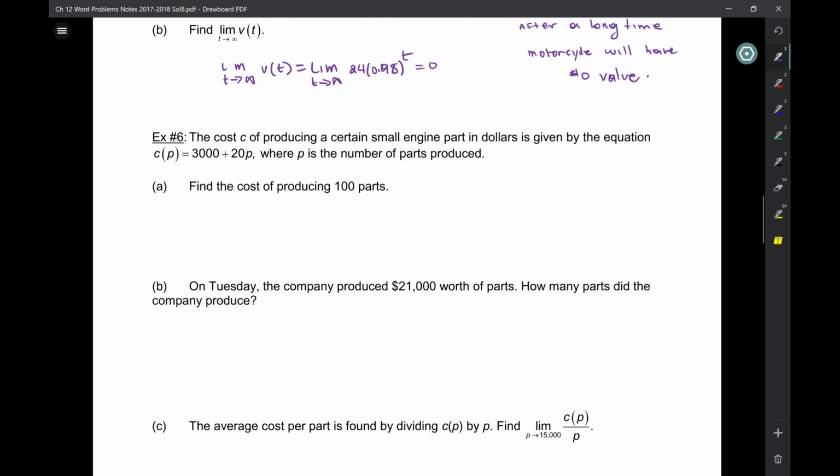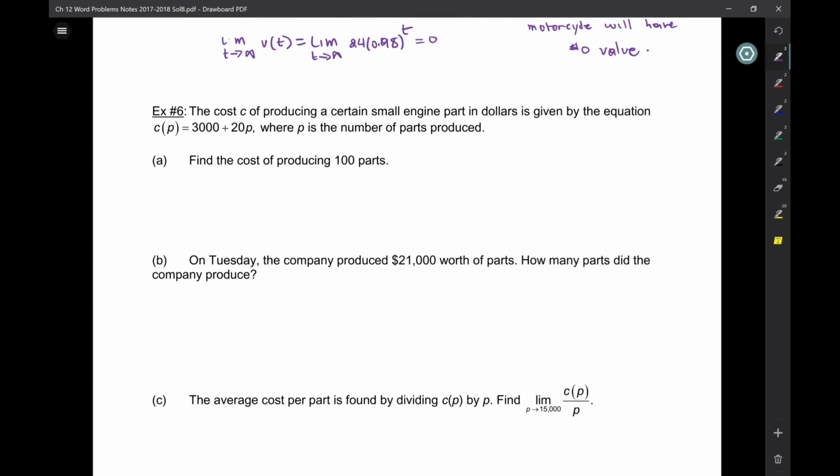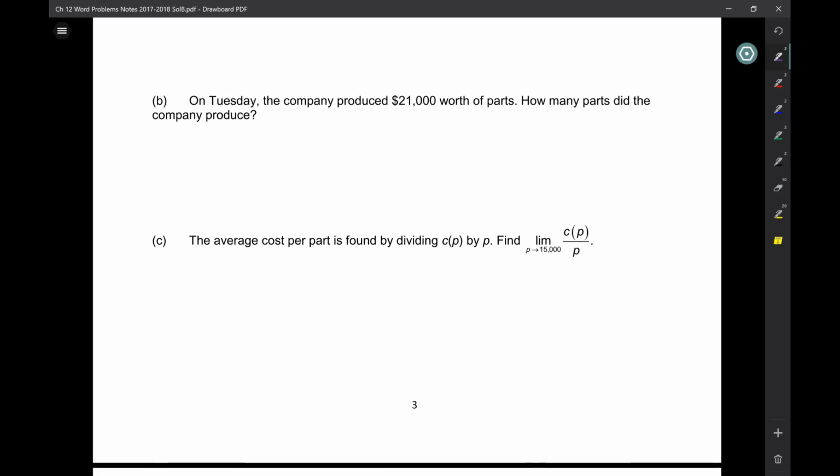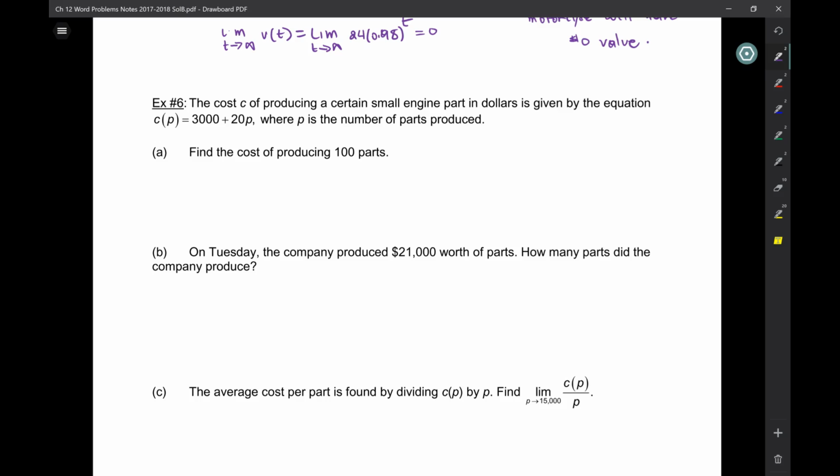Okay, the cost C of producing a certain part. Here's what we're going to do for this one. You're going to do A, B, and C on your own, and you're going to stop after C. So A, B, and C on your own, go. I think most of you have had an opportunity to do this. Let's just go and give the answers.